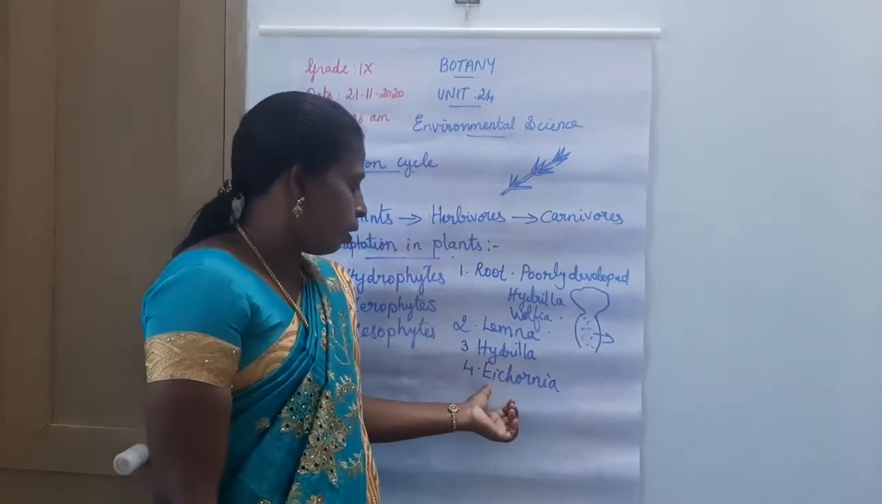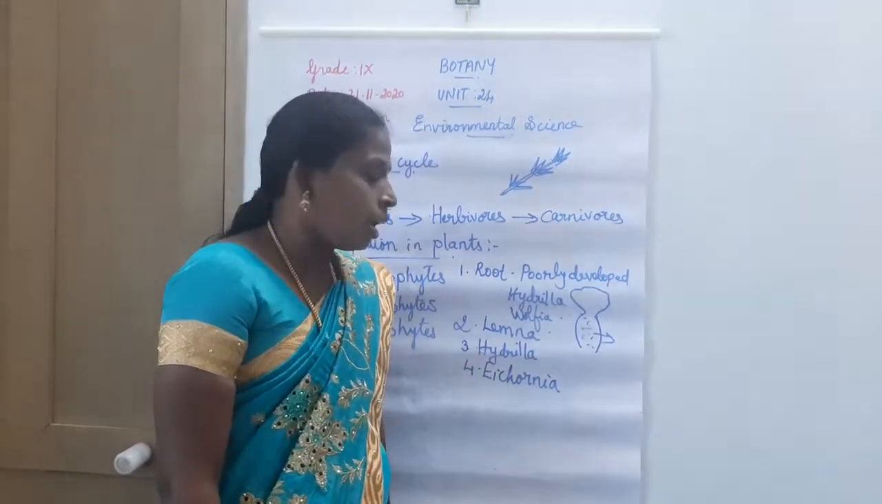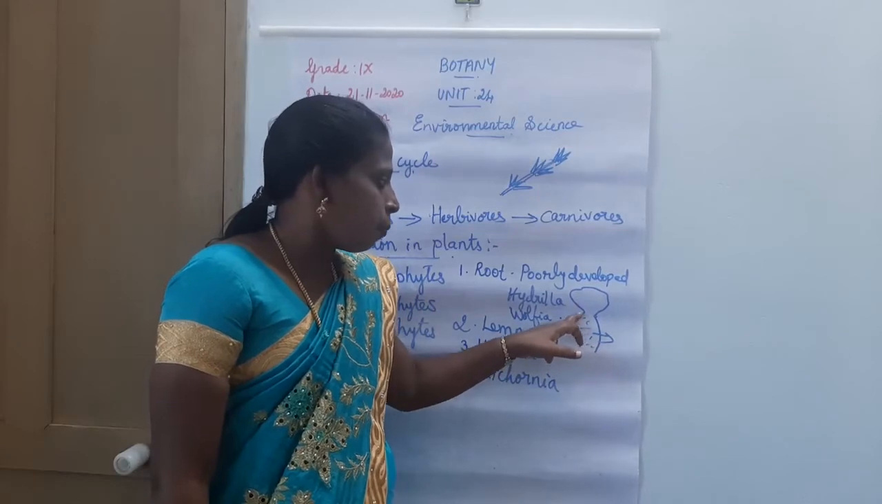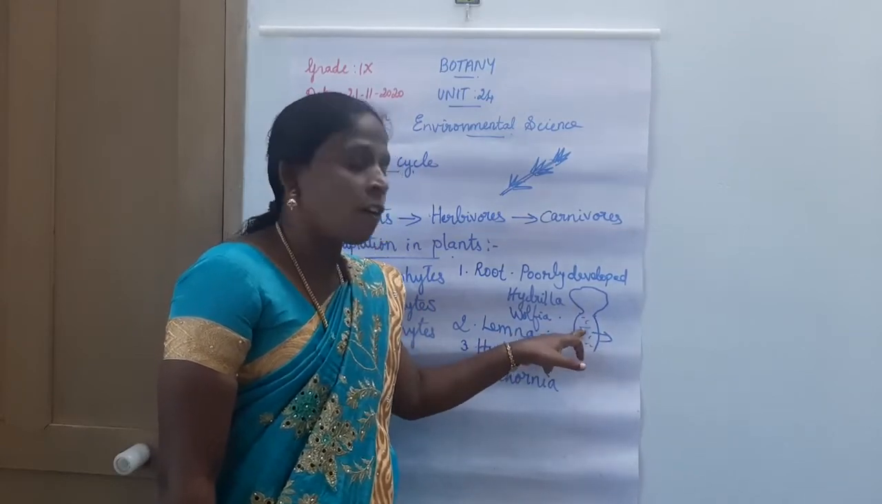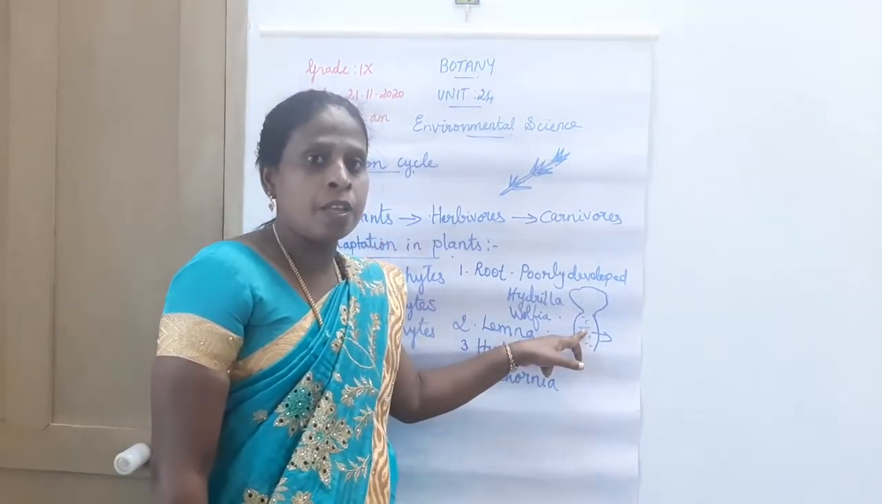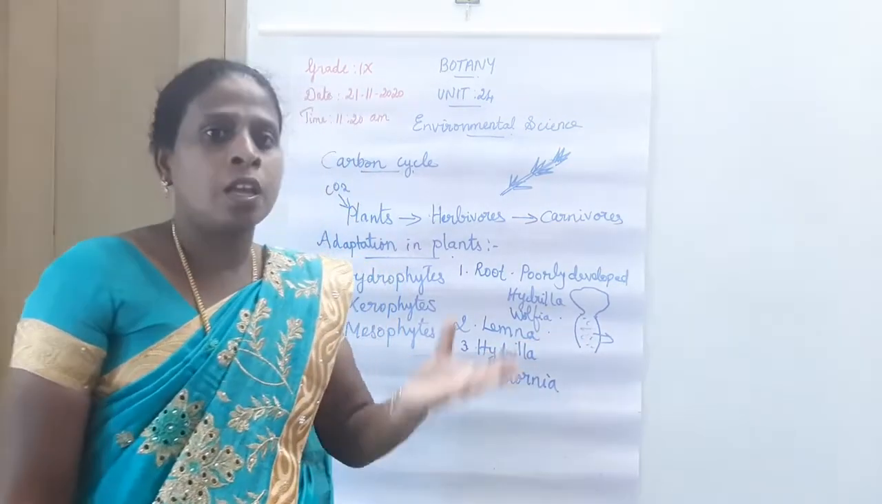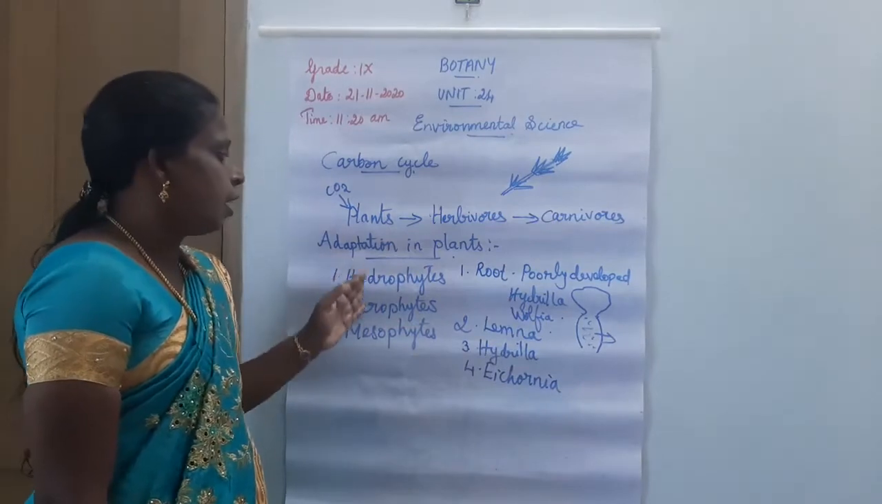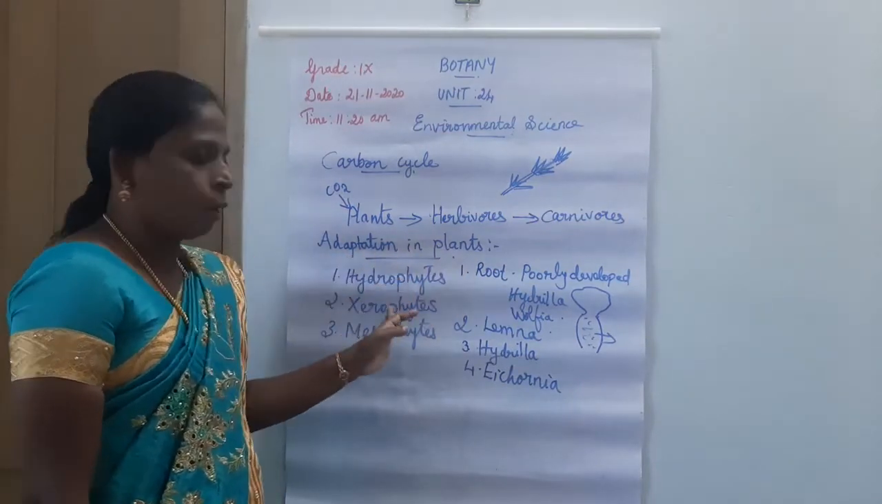And fifth one is in Eichhornia, the petiole consists of air chambers. So the petiole is swollen. It consists of spongy air chambers. It helps the plant to float on the surface of the water. So these are the adaptations of hydrophytes.